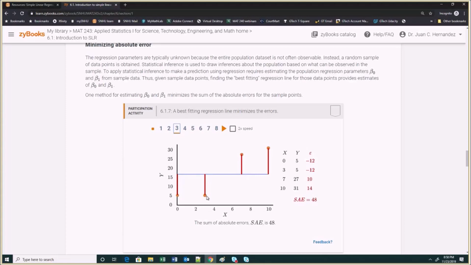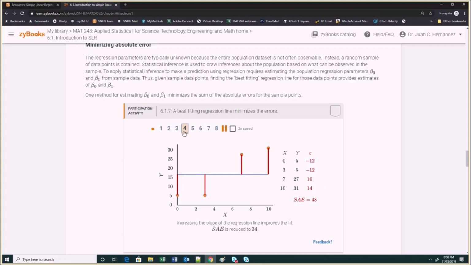Same is the case here. For x equal to 3, the actual point is 5. The predicted is, again, 17, and so the error is negative 12. For this point where x is 7, the actual point is about 27, and the predicted is again 17, so the error is 10, and so on. So we see that these are the error terms.